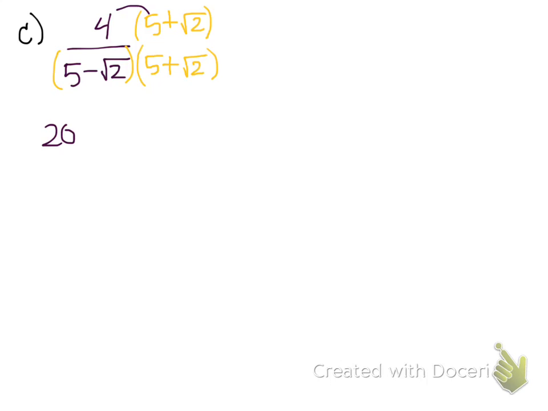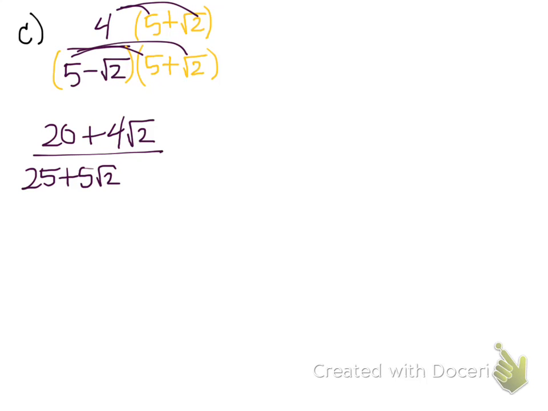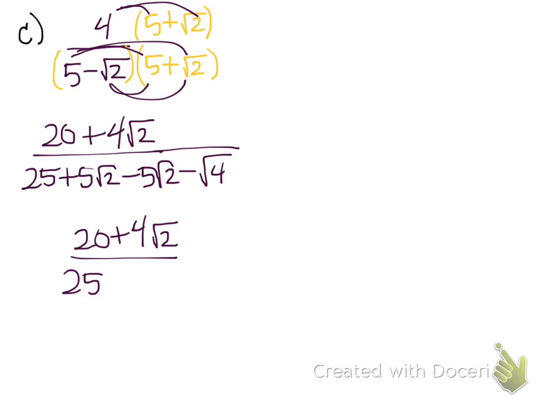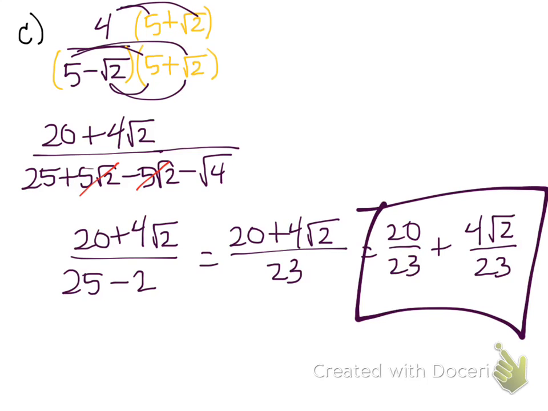When I distribute the 4 in, I get 20 plus 4 times the square root of 2. And when I FOIL out, multiply out the bottom, I get 25 plus 5 times the square root of 2 minus 5 times the square root of 2 minus the square root of 4. So of course my two middle terms on the denominator are going to cancel. And square root of 4 is 2. When I simplify my denominator, I get 20 plus 4 times the square root of 2 all over 23. But I want to write this as two separate terms, so that would be my final answer.